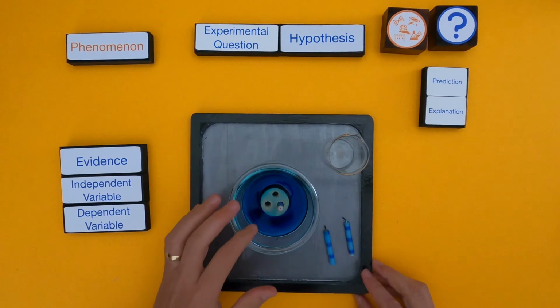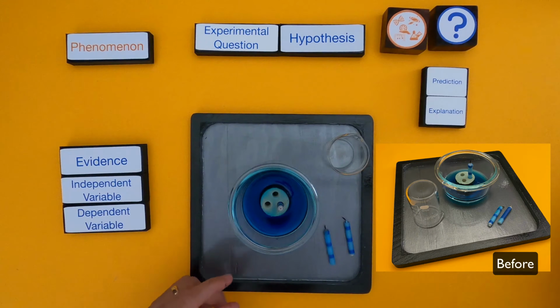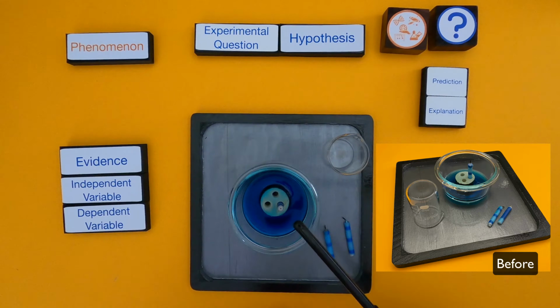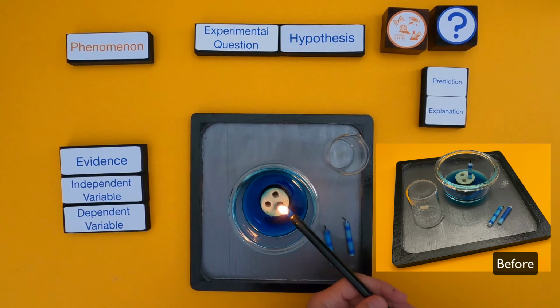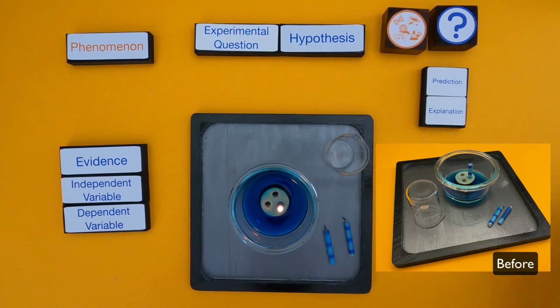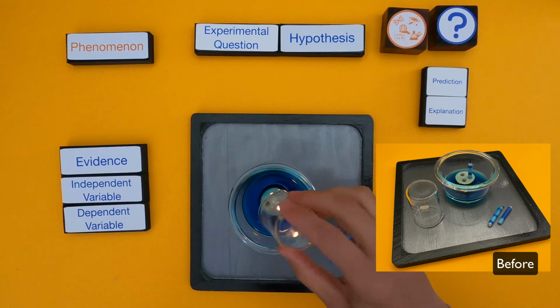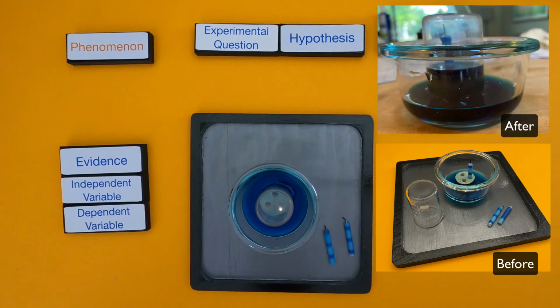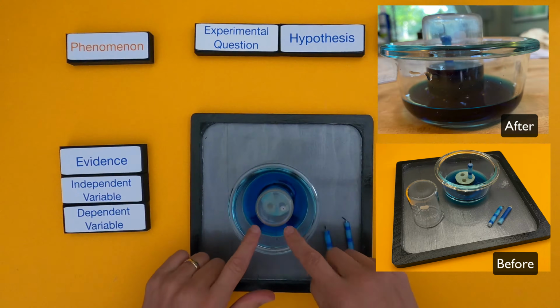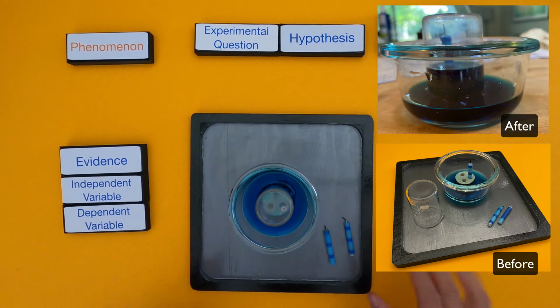I have a piece of wood here, I've got some water in the bottom, and what I'm going to do is light the candle on top. Once that gets going, I'm going to take this beaker and invert it on top. I'll put a video next to this so you can see what it looks like. The big thing you can see is that the water now goes up in the beaker.